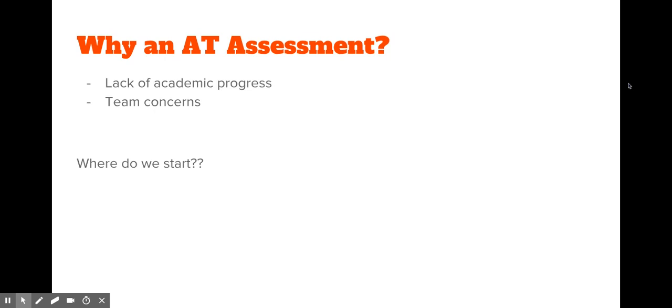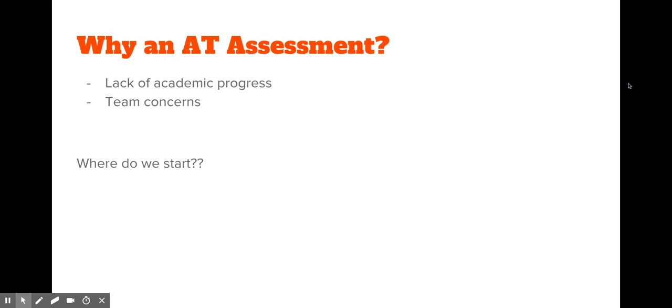I try to avoid the referral questions where the teams ask, what assistive technology would be helpful in reading? Because it's so open-ended. There's a lot of different places you could go. And when we look at the legal definition, we want to increase the function for a particular student and increase their progress.